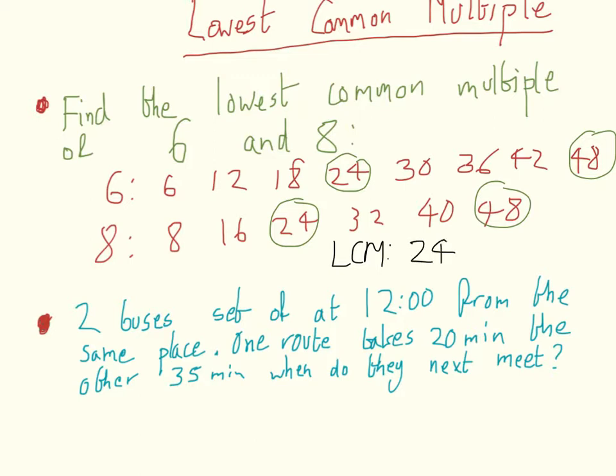So it's not as easy as just timesing the two numbers together. Sometimes you need to look at where a number appears in both the 6 and the 8 times table. So multiple, we're looking at the times tables.